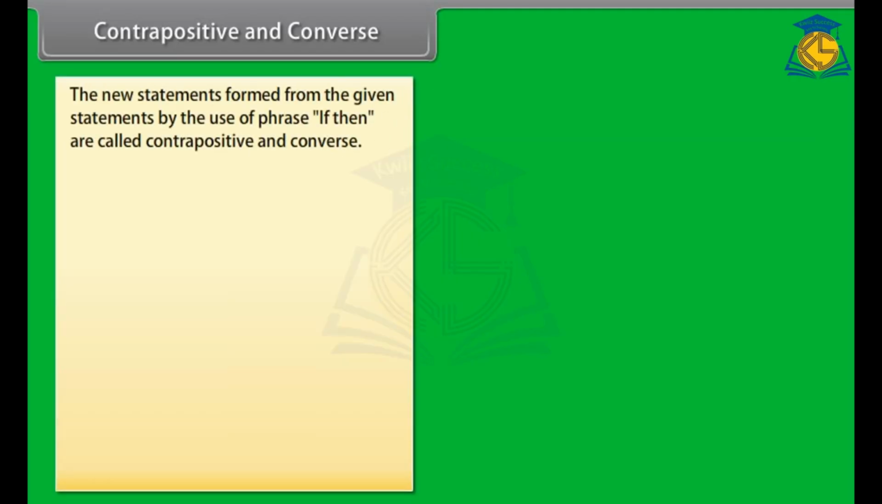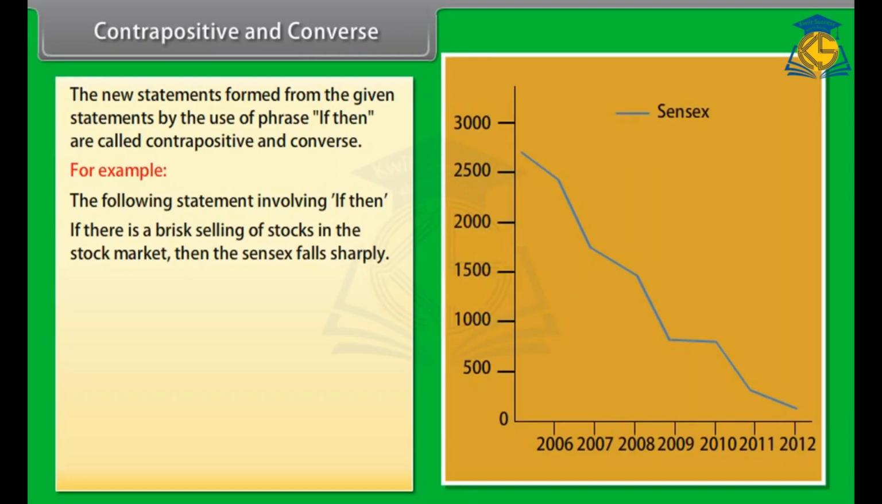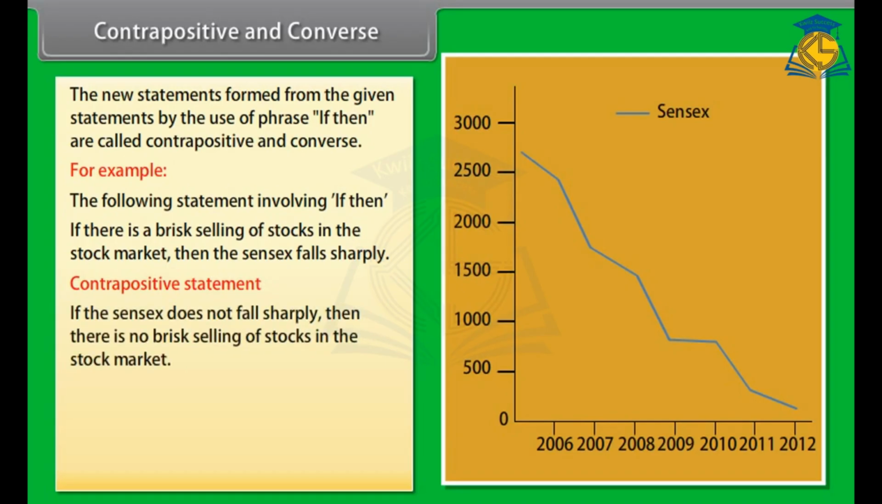Contrapositive and converse. The new statements formed from the given statements by the use of the phrase if-then are called contrapositive and converse. For example, consider the following statement involving if-then. If there is a brisk selling of stocks in the stock market, then the Sensex falls sharply. The contrapositive of the statement is: if the Sensex does not fall sharply, then there is no brisk selling of stocks in the stock market. Both the statements convey the same meaning.